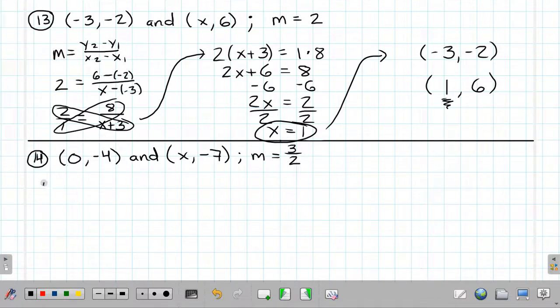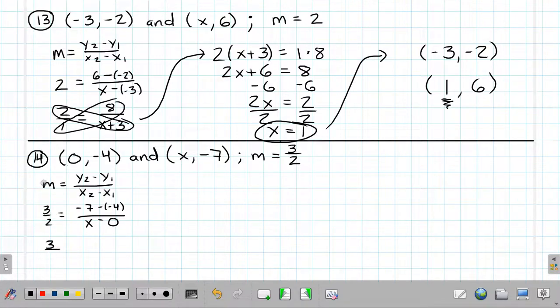So number 14, same thing. M is equal to y2 minus y1 over x2 minus x1. Well, what do I know from up here? I know m is 3 over 2. I know y2 is -7 minus -4 over x2, which is x, minus 0. So let's clean this up a little bit. All I did was plug in what I know up here.